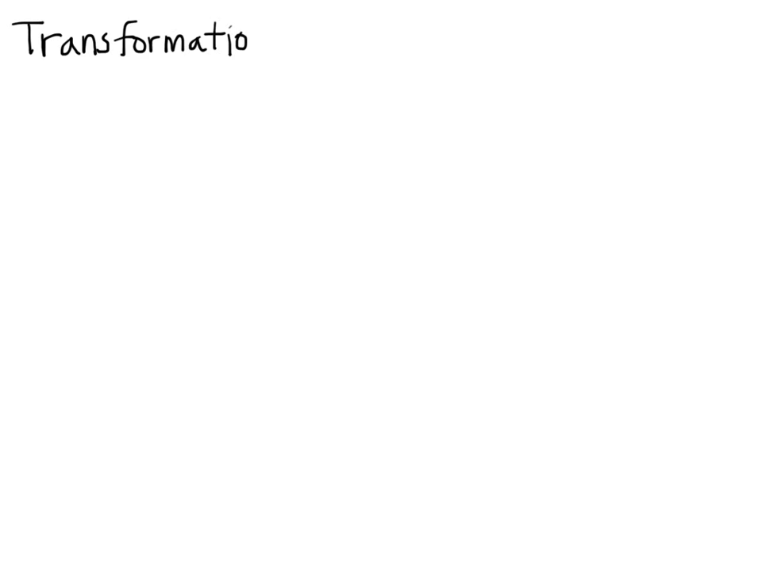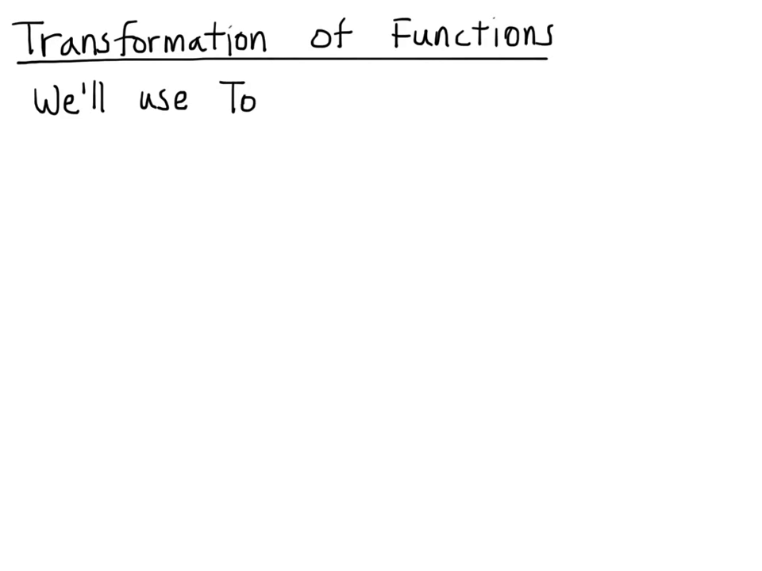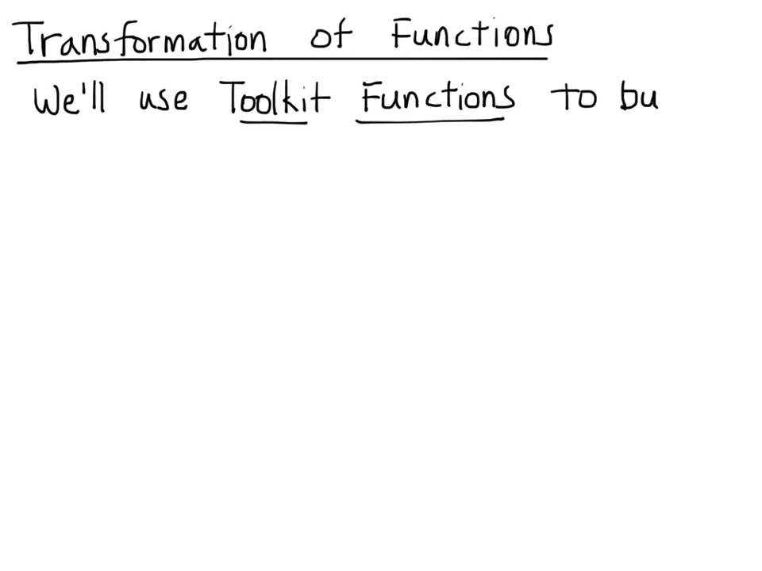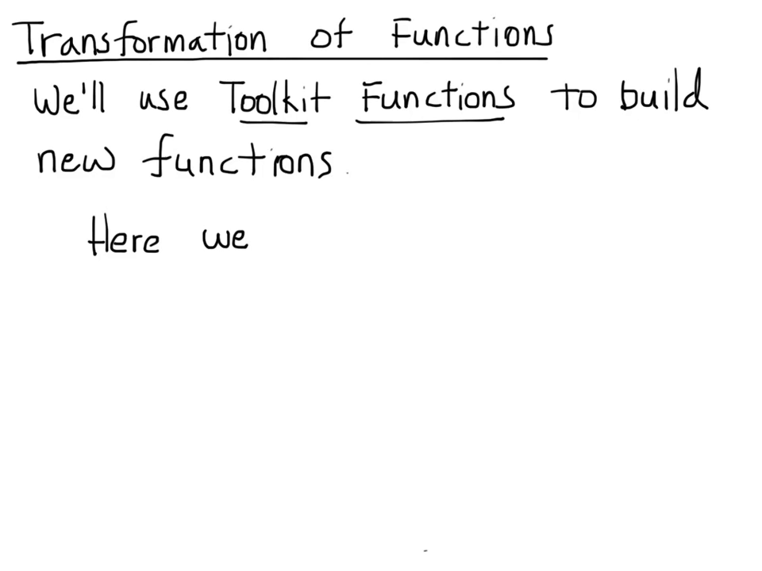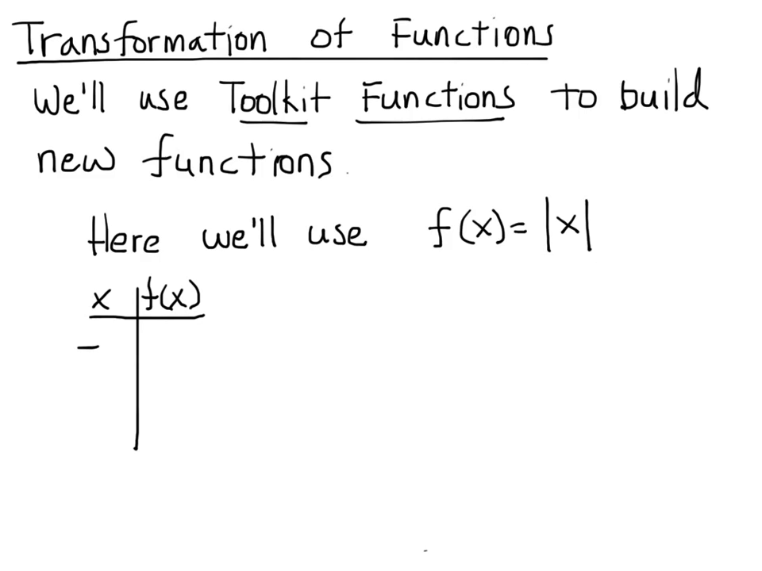Okay, so let's change subjects now and go into transformation of functions. This is section 1.4 in your textbook. And so what I want to do here is I want to use our toolkit functions. Remember that those are those handful of functions that are relatively simple to envision, like x squared and 1 over x and things like that. And we want to build some new functions by modifying these functions, by moving them around and things like that. So that's going to be the point of all this.